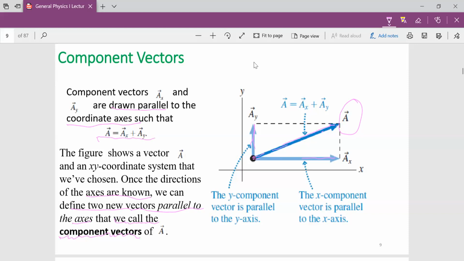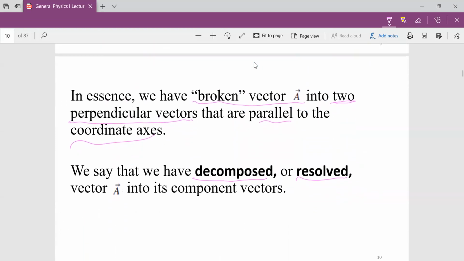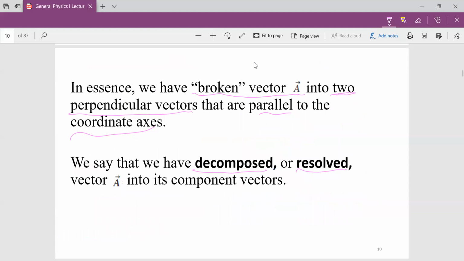okay? So the easy way to do this is, you know that the decomposed vectors or components of the vector will point parallel to the X and the Y axis, okay? So what this implies is that we actually broke down the vector A into two perpendicular vectors. And the perpendicular vectors are actually parallel to the coordinate axes. That is, AY is parallel to Y axis, and AX is parallel to X axis. That's what we mean by parallel to the axis, okay? And this process is the decomposed or resolved vector. When you do that to a vector, that vector has been decomposed or resolved.